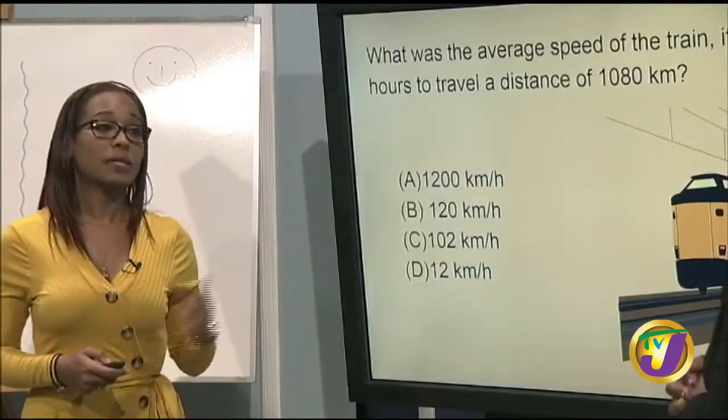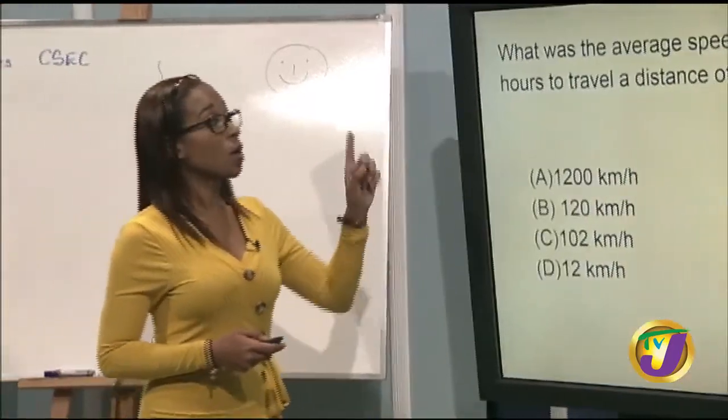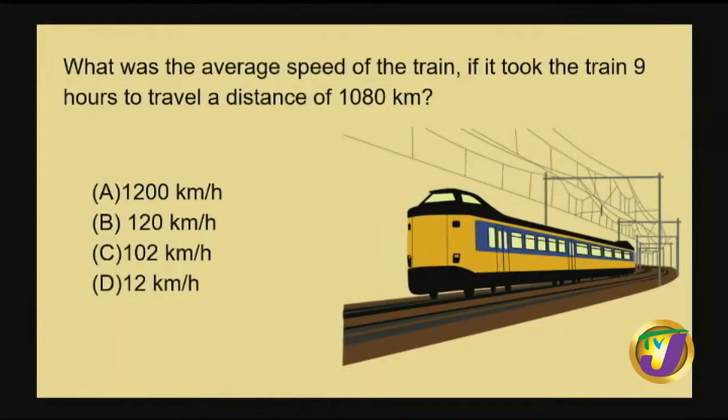So let's take a look at another question in measurement. What was the average speed of the train if it took the train 9 hours to travel a distance of 1,080 kilometers? All right. So when we talk about average speed, we're talking about, when we're driving on the road, although we say we're traveling at 80 kilometers per hour, occasionally we'll go up to 85, drop down to 75. So on average. Yeah, of course we do.